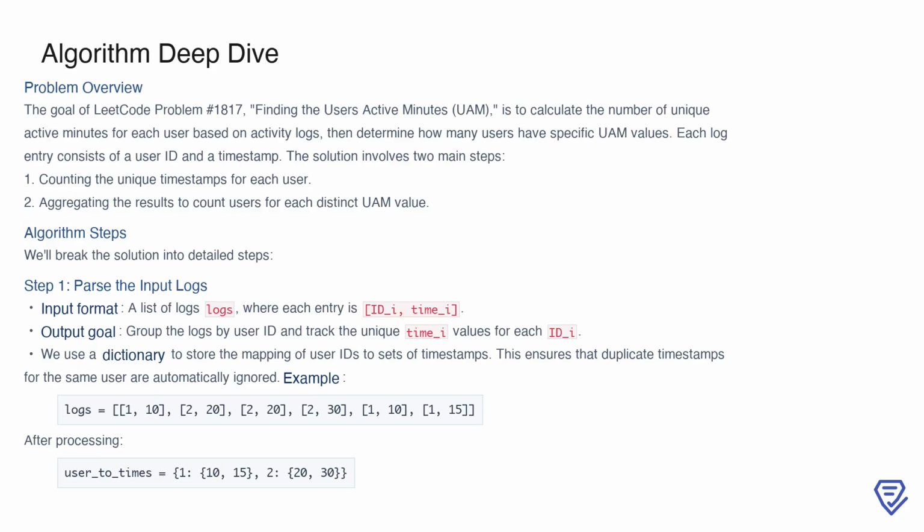Sets are particularly useful here because they automatically eliminate duplicate timestamps for the same user. For instance, if the input logs are [1, 10], [2, 20], [2, 20], [2, 30], [1, 10], [1, 15], after processing, the dictionary would look like this: 1 maps to {10, 15}, 2 maps to {20, 30}. This structure ensures efficient grouping and deduplication of timestamps for each user.